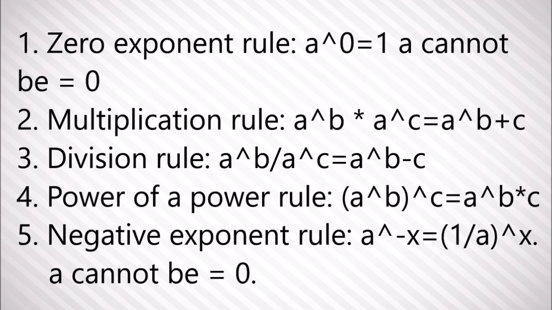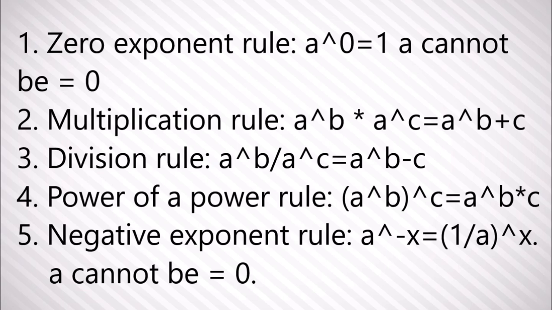Number 3 is a division rule. It states that a exponent b divided by a exponent c will equal a exponent b minus c because when you're dividing exponents with the same base, you just subtract the exponents. Number 4 is a power of a power rule. So in brackets, if you have a exponent b and outside the brackets you have an exponent c, that will equal a exponent b times c.